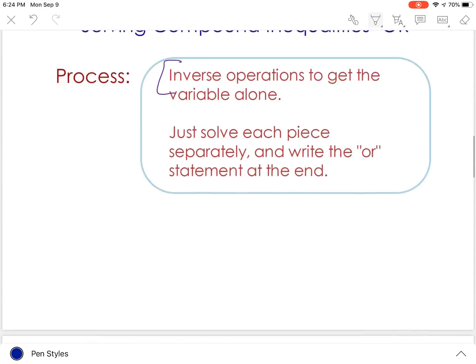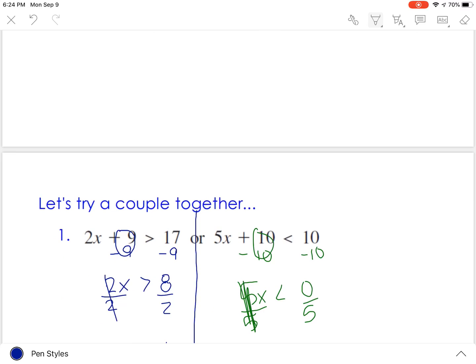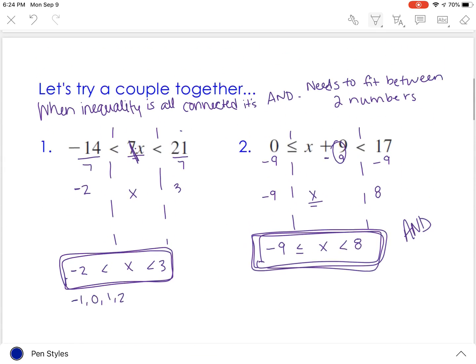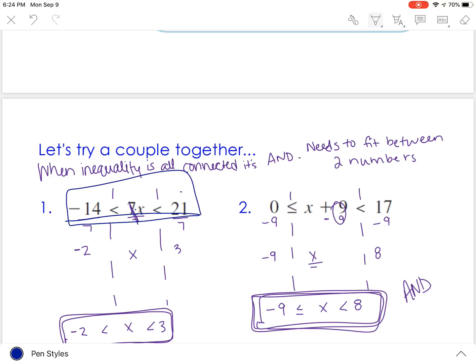Main thing you want to know is be able to look at an inequality and tell if it's OR, since it has the word or in it, or it's all connected, so it's an AND inequality.